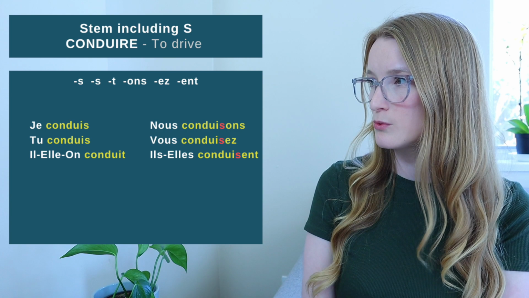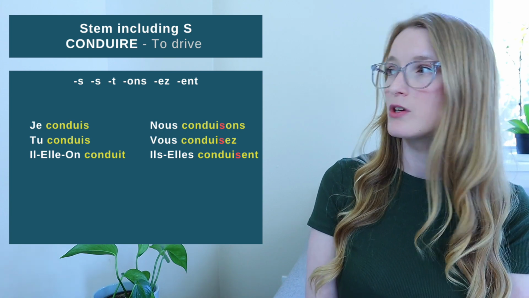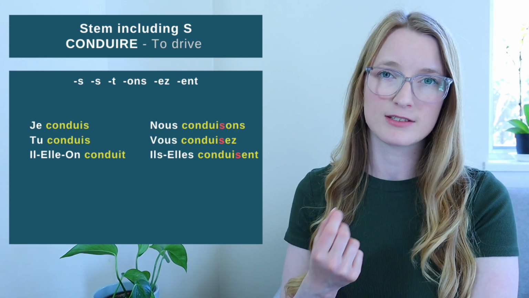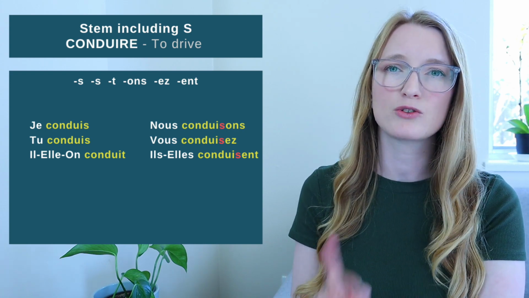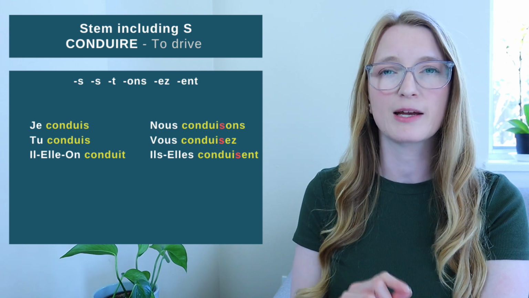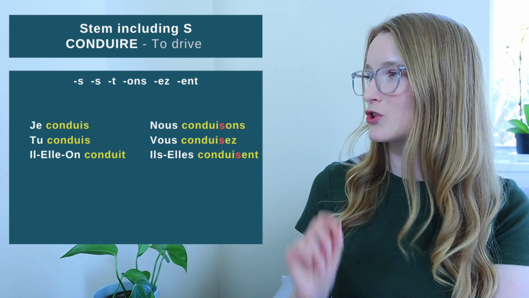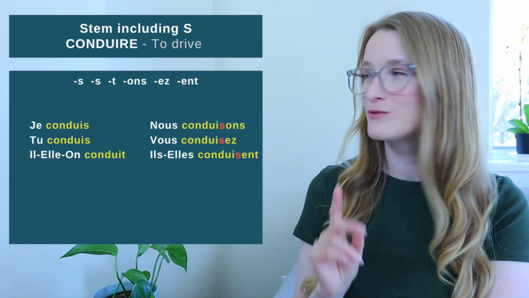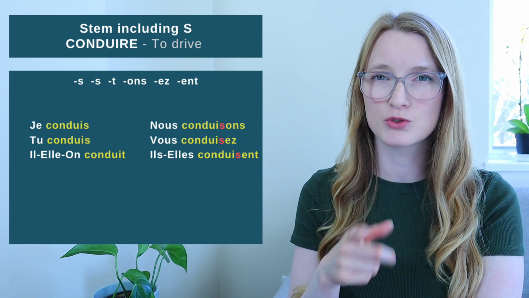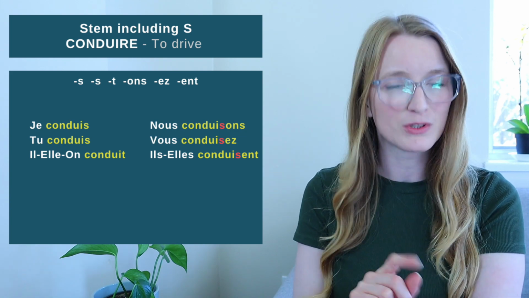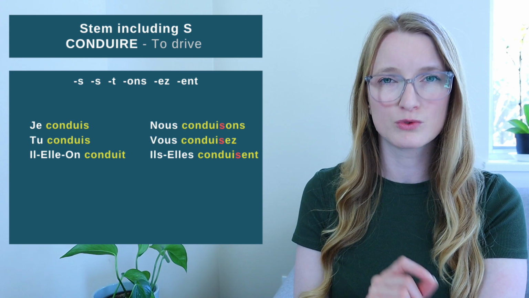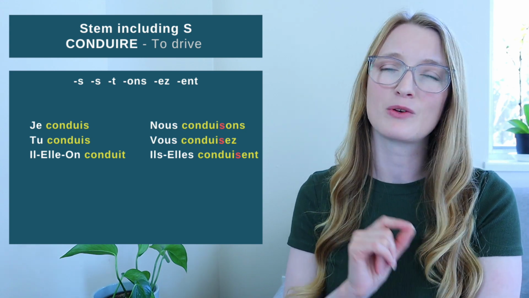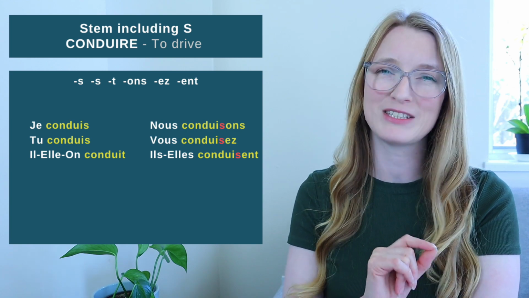We're going to keep condu for the stem everywhere, but only for the plural we are going to add an S. That S is going to sound like a Z because it's between two vowels, just like maison, remember? So, je conduis, tu conduis, il, elle, on conduit, nous conduisons. Not nous conduisons with an S sound. That does not work. Vous conduisez, ils conduisent, elles conduisent.